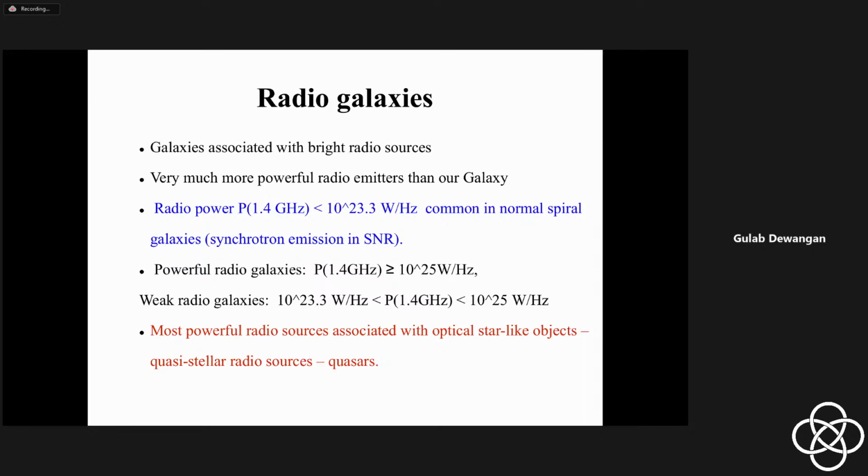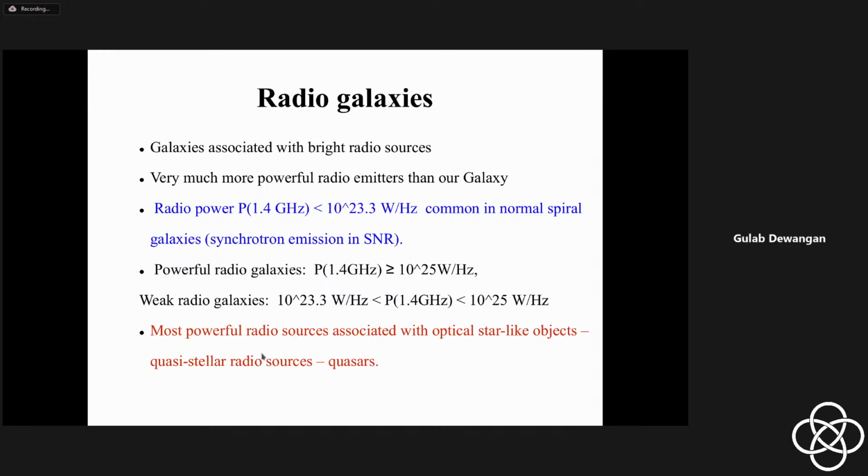A typical radio power at 1.4 gigahertz of less than about 10^23 is very common in normal spiral galaxies, and this is due to the synchrotron emission in the supernova remnants. The powerful radio galaxies have radio power at 1.4 gigahertz of more than 10^25 watt per hertz. That means they are more powerful by 100 times or so compared to normal galaxies like our own. Okay, and there are weak radio galaxies with the power between these two limits.